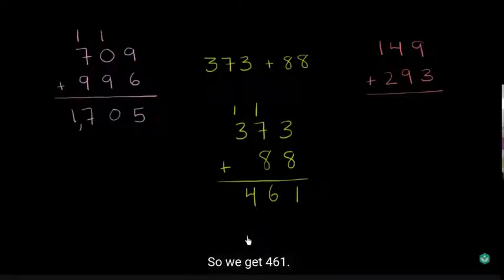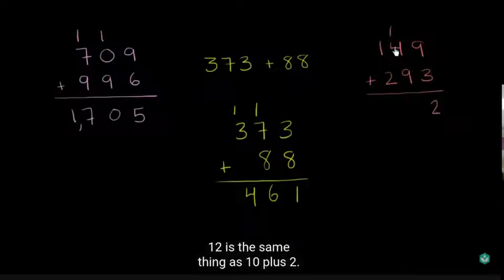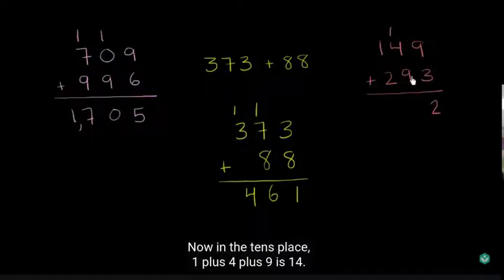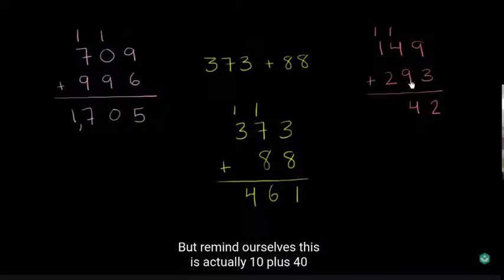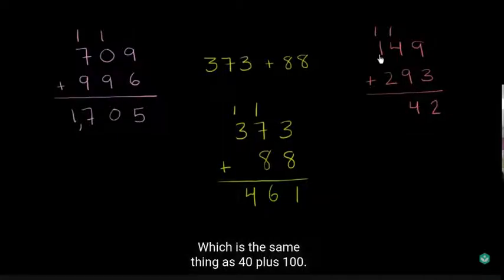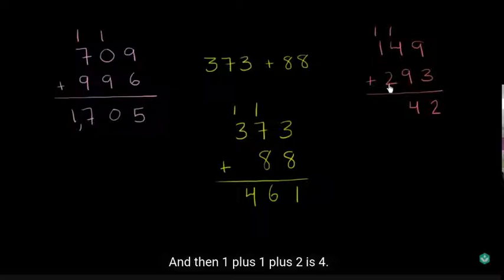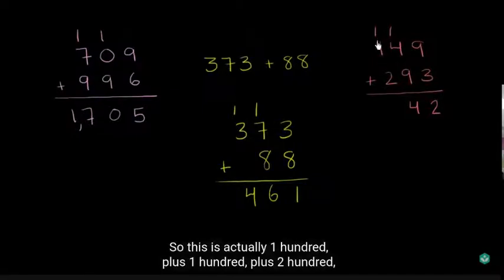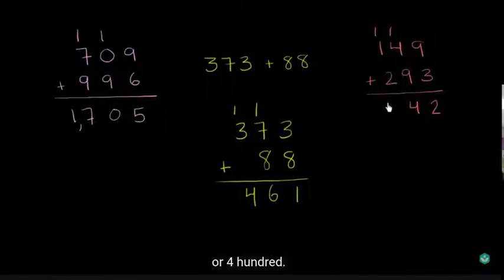So we get 461. Now, finally, 9 plus 3 is 12. 2 ones and 1 ten. 12 is the same thing as 10 plus 2. Now, in the tens place, 1 plus 4 plus 9 is 14. So we write the 4, carry the 1. But remind ourselves, this is actually 10 plus 40 plus 90, which is 140, which is the same thing as 40 plus 100. And then 1 plus 1 plus 2 is 4. But this is in the hundreds place. So this is actually 100 plus 100 plus 200, or 400. And we're done.